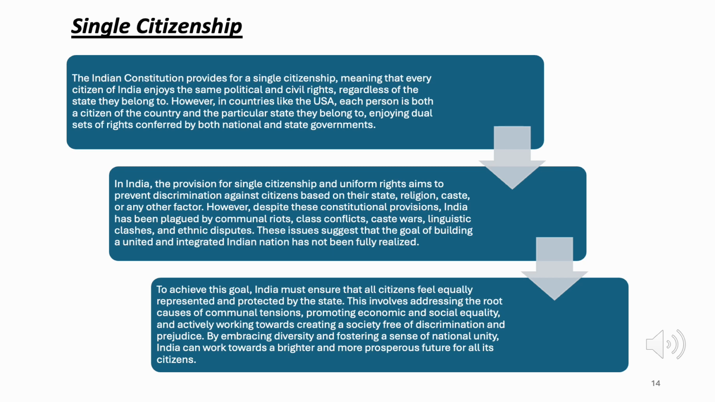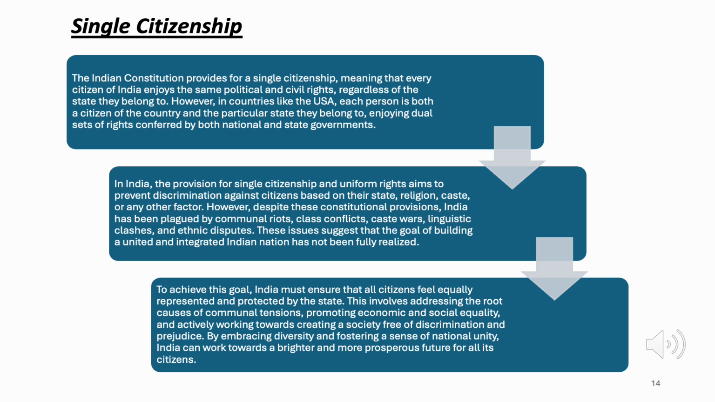Single citizenship. The Indian Constitution provides for a single citizenship, meaning that every citizen of India enjoys the same political and civil rights, regardless of the state they belong to. However, in countries like the USA, each person is both a citizen of the country and the particular state they belong to, enjoying dual sets of rights conferred by both national and state governments. In India, the provision for single citizenship and uniform rights aims to prevent discrimination against citizens based on their state, religion, caste, or any other factor.